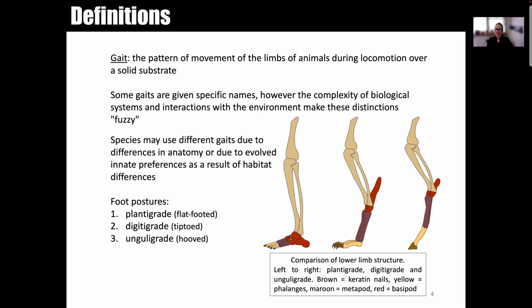So we see differences in foot postures. We see a plantigrade foot posture, which is the flat-footed stance, which is depicted here. And we also see a digitigrade foot posture, which is essentially tiptoed. So you can see here with colour coding the variation in the structure of the foot bones in relation to those postures. And then we do have a third type of foot posture, which is the ungulate grade for hooved animals.